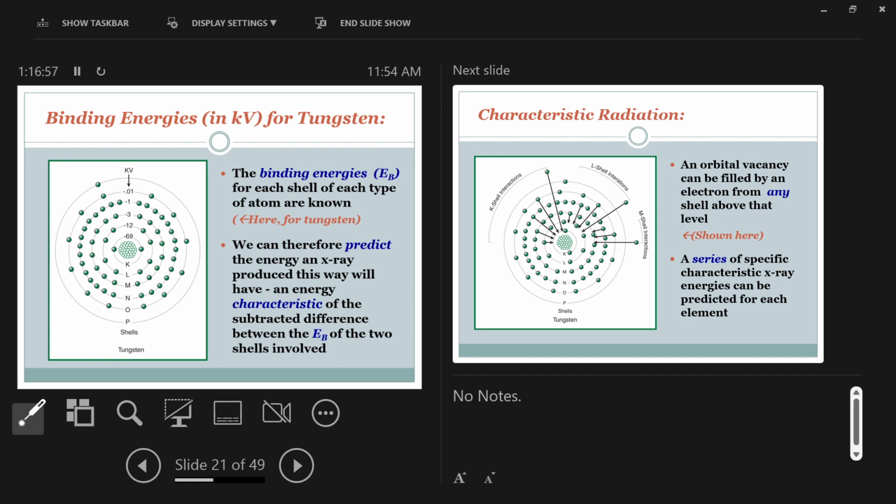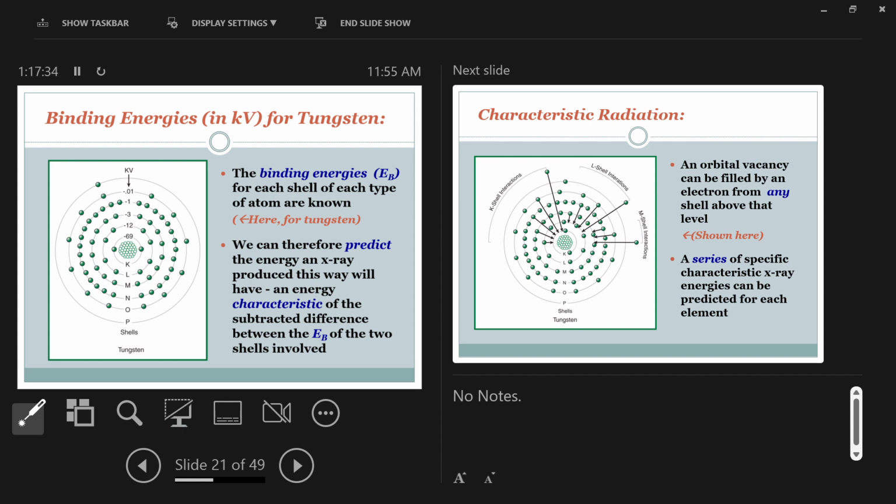Anyways, this has an energy of negative 69, and the unit we use is kilovolt or kilo electron volt. So you'll see kV or keV as the unit of energy. It's 69 kilo electron volts. The next shell up is bound with negative 12 kilo electron volts. Which shell is held in tighter, the negative 69 K shell or the L shell at negative 12? Which shell is bound with more energy? The K shell.